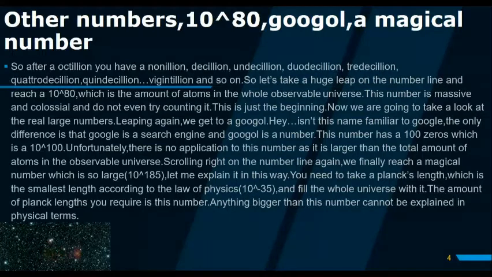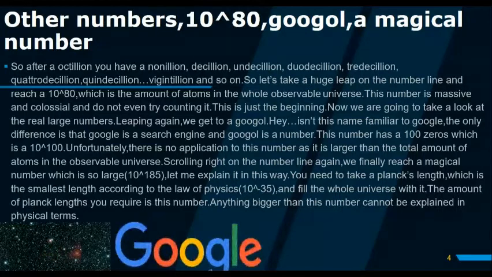Now, we are going to take a look at the real large numbers. Leaping again, we get to the googol. Hey, isn't this name familiar to Google? The only difference is that Google is a search engine and googol is a number. The number has 100 zeros, which is 10 to the power of 100. Unfortunately, there is no application to this number as it is larger than the total amount of atoms in the observable universe.